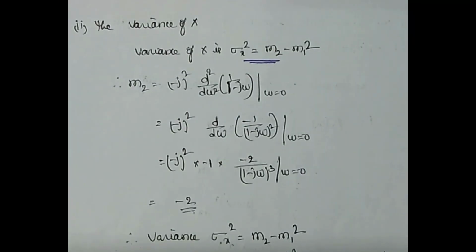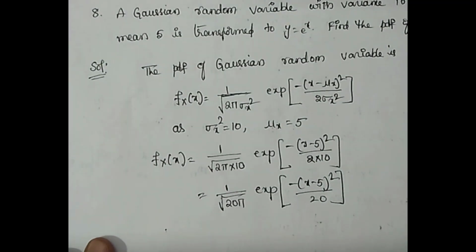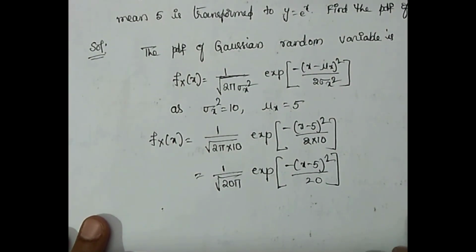Okay. Then the next problem. This is the problem. A Gaussian random variable with variance 10 and mean 5 is transformed to y equal to e power x. Find the probability density function of y. Yes, the random variable x is transformed to y equal to e power x.